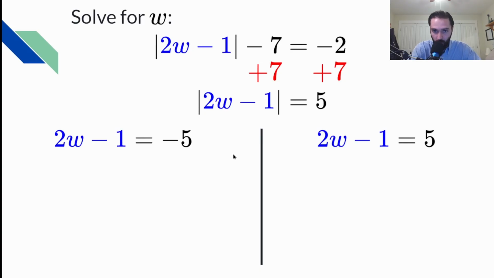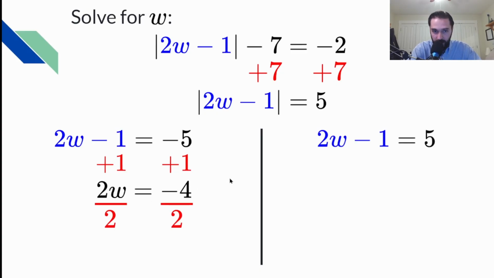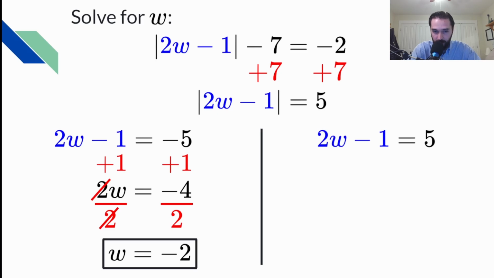Let's solve each equation one at a time. Here on the left, we're going to add 1 to both sides, and that'll give us 2w equals -4. And then let's divide both sides by 2. The 2's cancel on the left-hand side, and that gives us w equals -2. So that's one solution.